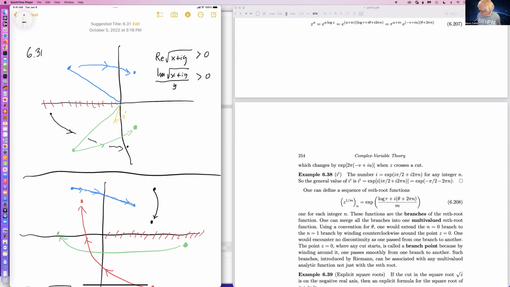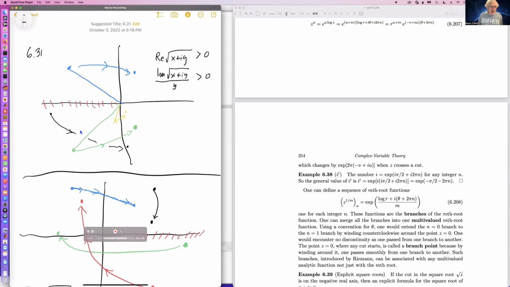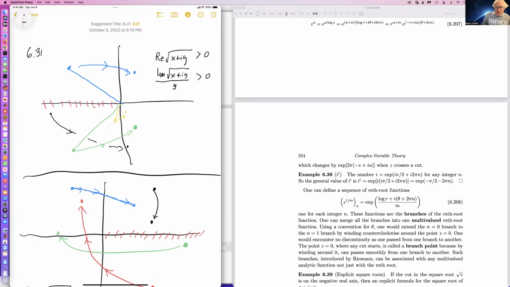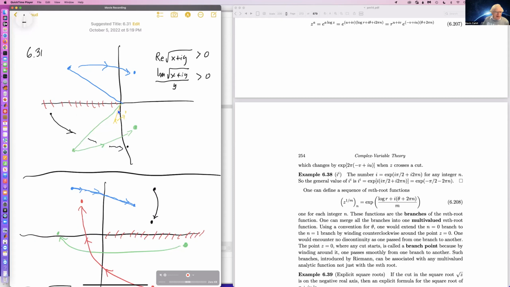All right, so you can see the screen here, and what I'm showing you, let's look at the top part of this screen for the moment, is the square root of x plus iy for the case in which the cut is on the negative real axis. So I think this is something worth going through in a little bit of detail.